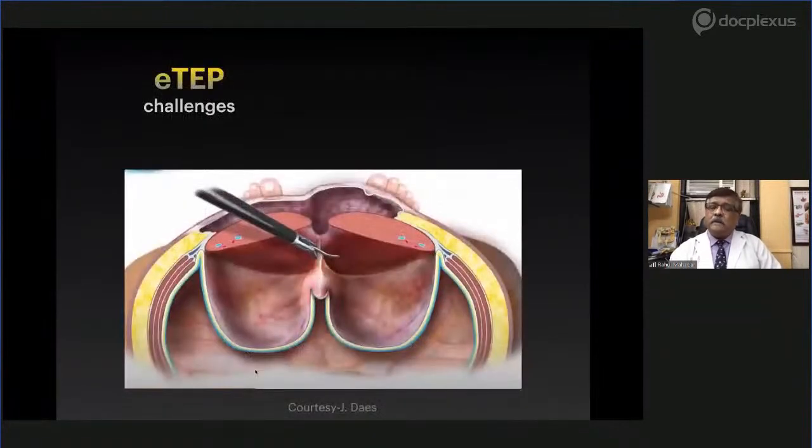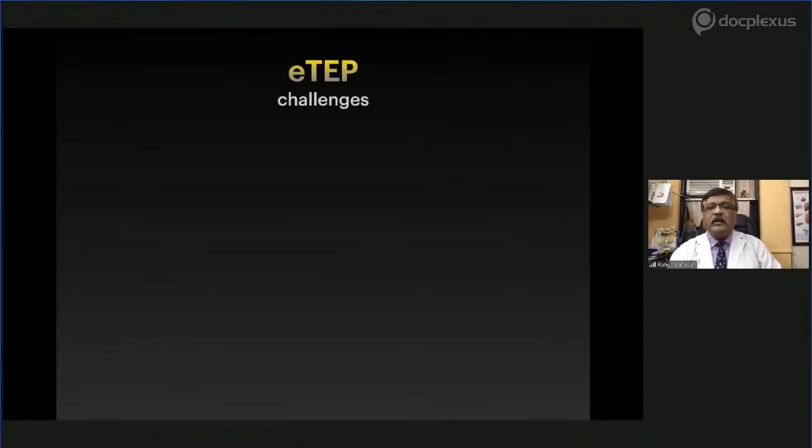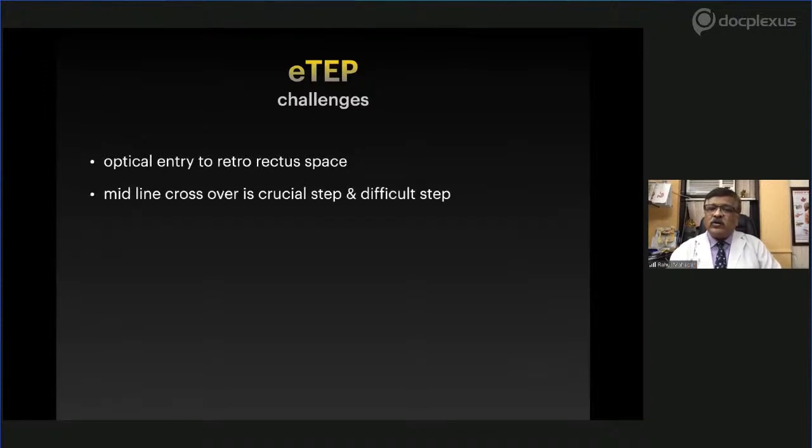The main challenges for doing the E-TEP procedure are that midline crossover is the biggest challenge, and suturing at the roof. These are the main two challenges I feel in my own practice. But the other challenge is the optical entry to the retrorectus space. The midline crossover is a crucial step and definitely a difficult step. Inadvertent injury to the linea alba is done by many surgeons. Even I have done it, but you need to identify that and rectify it on the table itself.